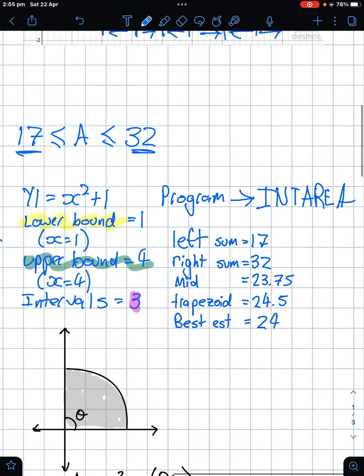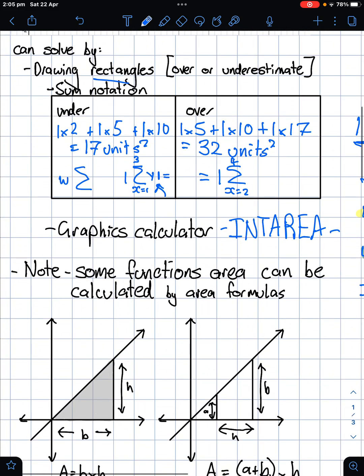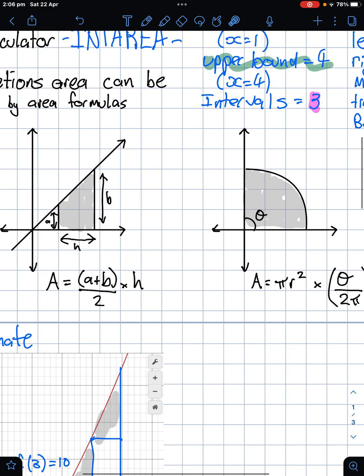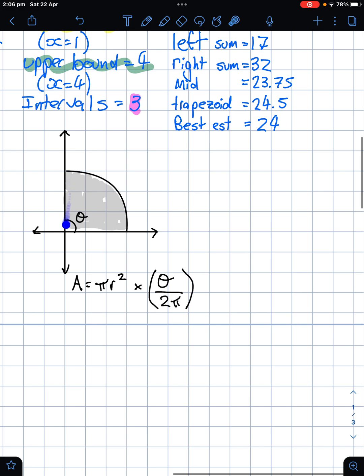Now, that's enough for just estimating the area under the curve. I've just quickly got this other thing in here. Some functions' areas can be calculated by area formula. So here we've got base times height, and I've missed divided by 2. We can clearly see this shape here is a triangle. Our next one, we're looking at a trapezoid. I've got the formula of a trapezoid below, which is area equals a plus b over 2 times height. And then this next one, I've picked a section of a circle, which is pi r squared, and then we times it by the angle here.